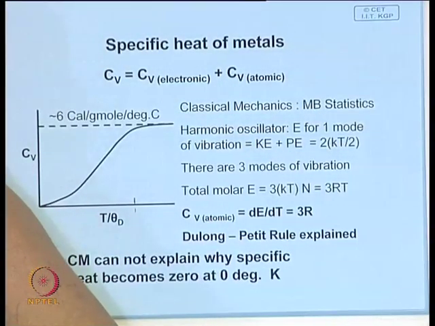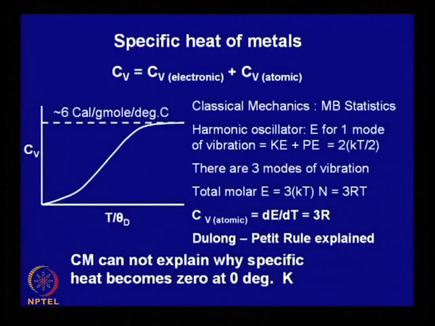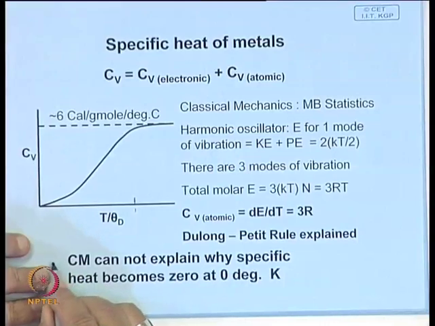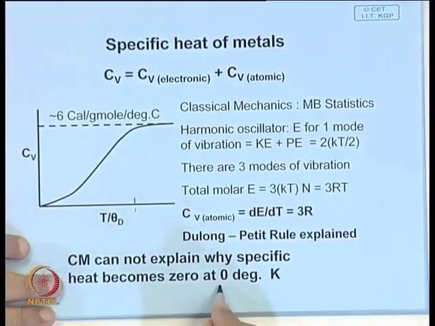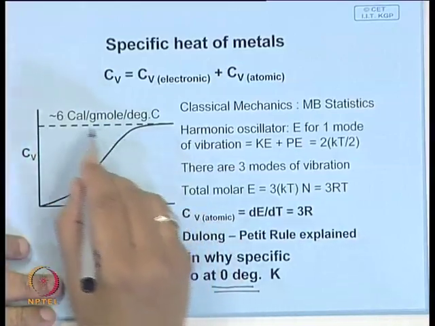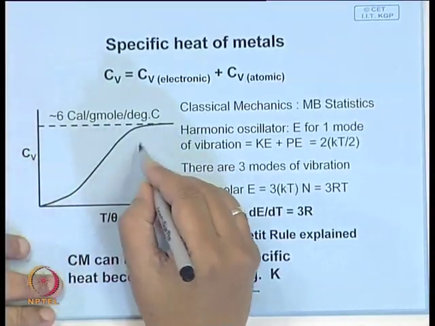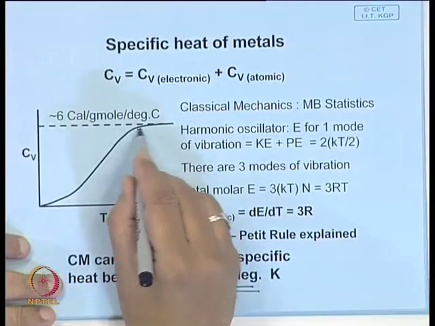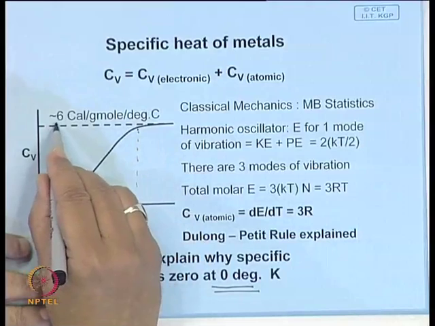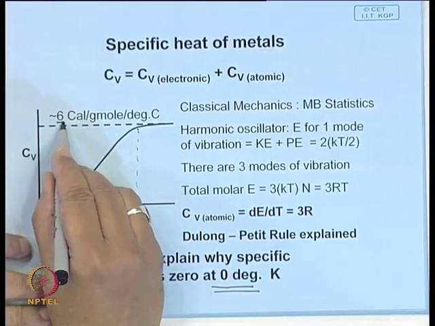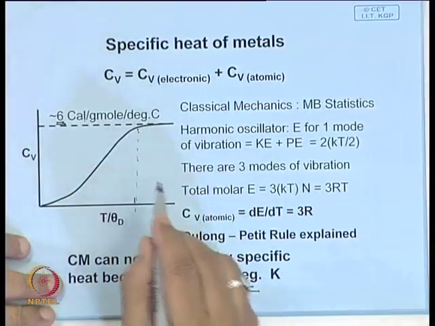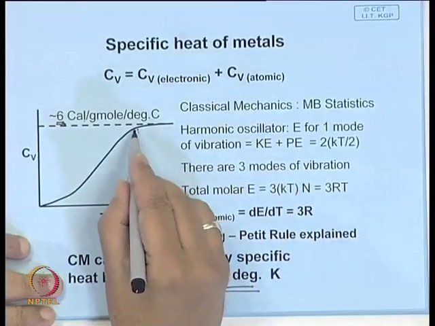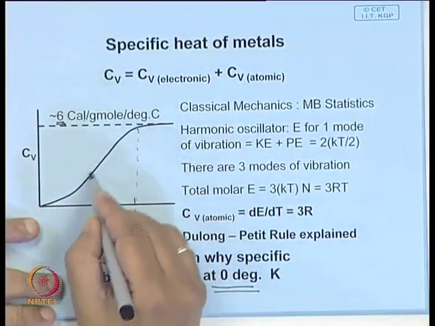Now, we also looked at specific heat of metal, where we came to know that classical mechanics cannot explain why specific heat becomes 0 at 0 degree Kelvin. Classical mechanics can explain the Dulong-Petit law. So, that means over here at a higher temperature or room temperature, which is considered quite high for most metallic materials, most metallic materials have a molar specific heat around 6 calorie per gram mole per degree Kelvin. So, it can explain that, but when you go to a lower temperature, it gradually goes down to 0.